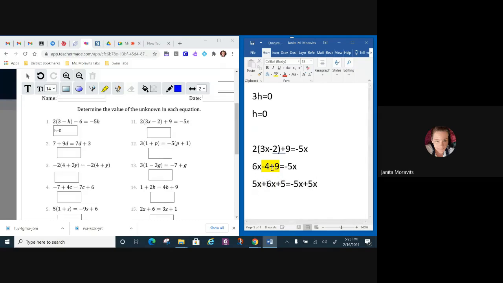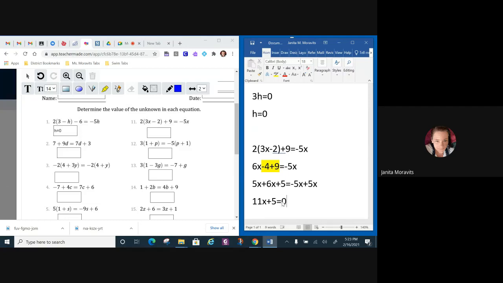All right, now, so 5x plus 6x gives us 11x. And we still have plus 5. We haven't gotten rid of it yet. And that is equal to 0 because we had negative 5x plus 5. So that gave us a 0 over there.